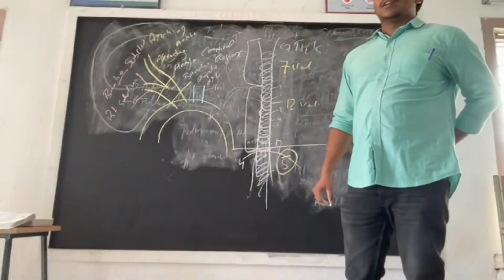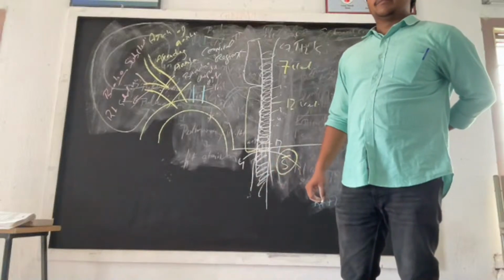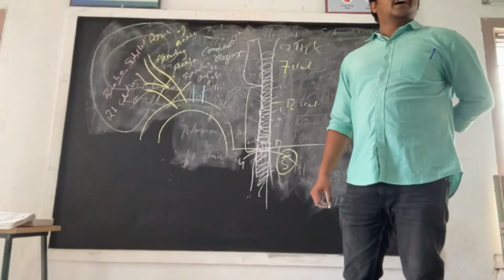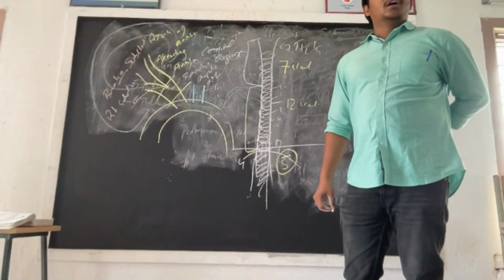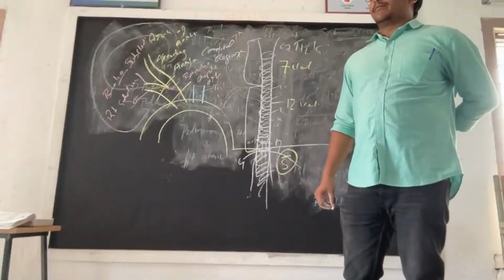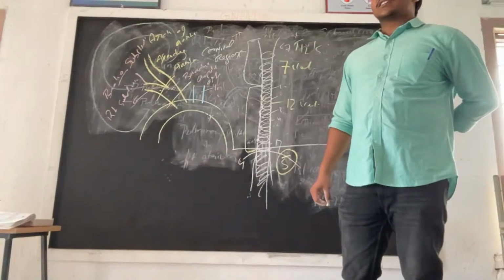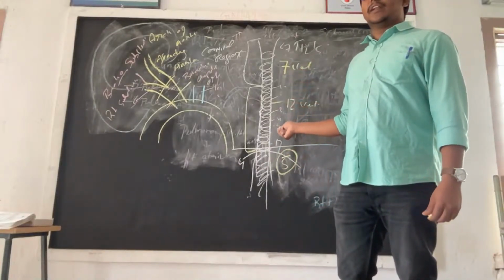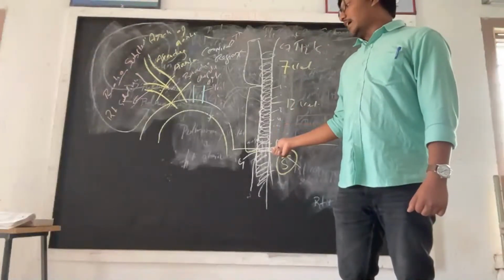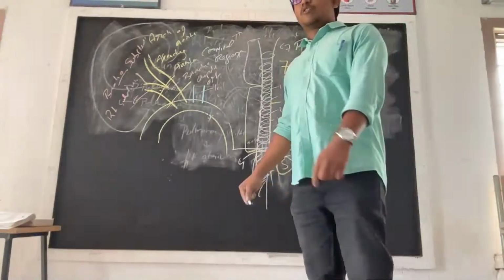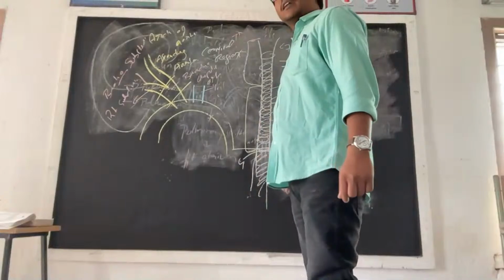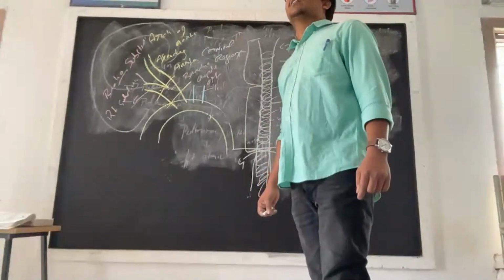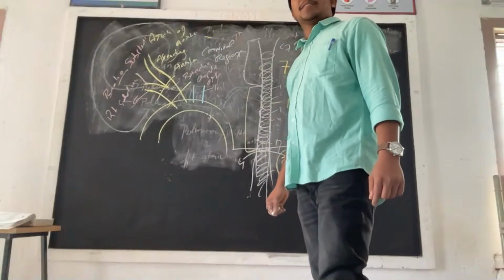Am I clear? Yes or no? L1, L2, L3, L4, L5. Lumbar vertebrae 1, 2, 3, 4 and 5. Lumbar region. So now you know clearly there are 12 thoracic vertebrae. I am drawing this because after lumbar we have the sacrum, which is part of your pelvic bone.